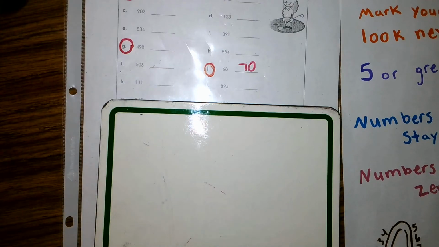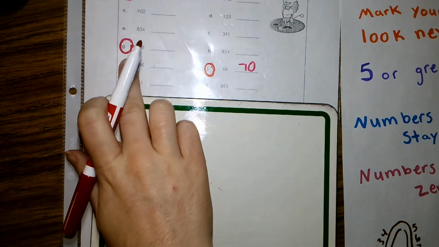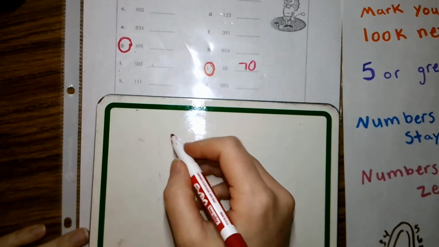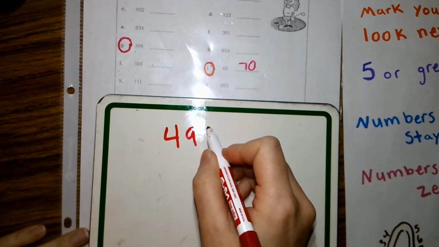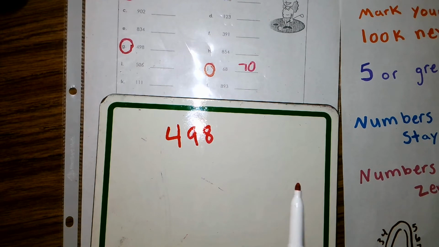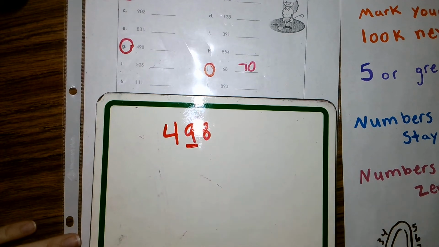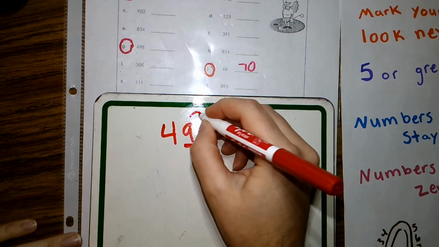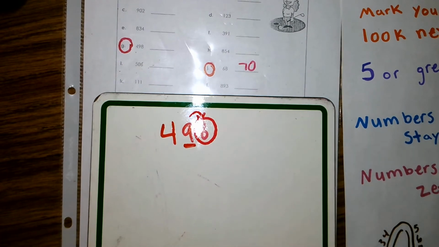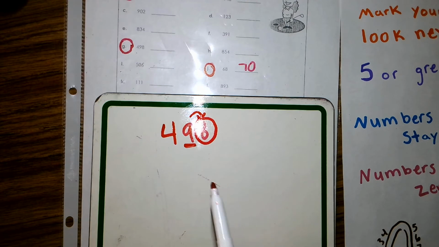So we're going to look at another one. And there's a couple of them on your paper like this. So be sure and pay close attention, because this one's going to be just a little bit confusing, but we're going to work through it together and we're going to get it, okay? So we're going to look at G, and that says 498. Okay, we're still rounding to the nearest 10. So you mark your place, mark your tens place. Look next door. Okay, next door. That's an 8.